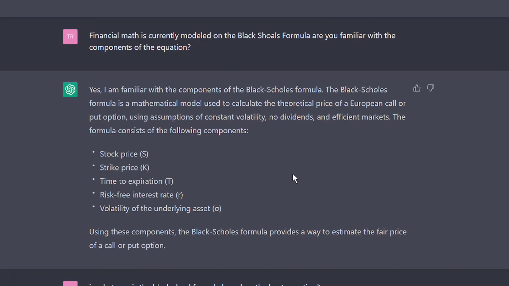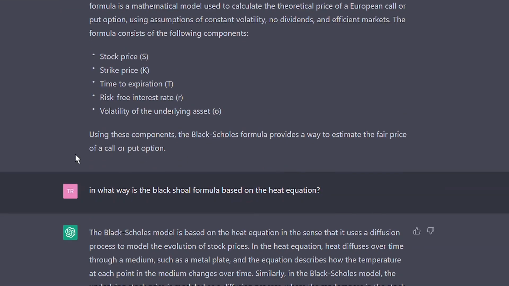Financial math is currently modeled on the Black-Scholes formula. Are you familiar with the components of the equation? Yes, I'm familiar with the components of the Black-Scholes formula. The Black-Scholes formula is a mathematical model used to calculate the theoretical price of a European call option or put option, using assumptions of constant volatility, no dividends, and efficient markets. The formula consists of the following components: S, K, T, r, and volatility. I'm not going to use the Greek. Using these components, the Black-Scholes formula provides a way to estimate the fair value of a call or put option.